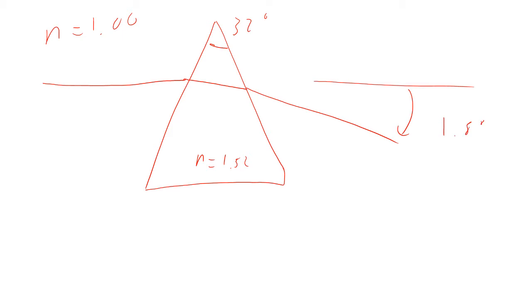Okay. All right. So there we have a prism here. Okay. And no, wait, hang on. I got the wrong number right there. That was not 1.8 degrees. Okay, so that was 18 degrees.